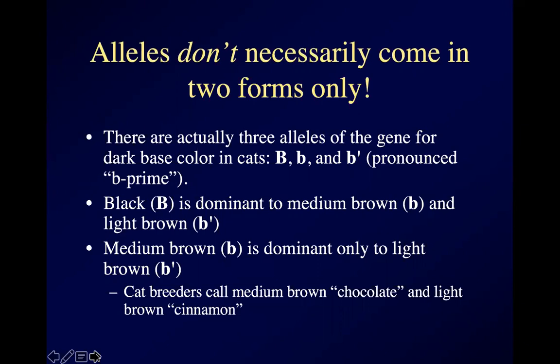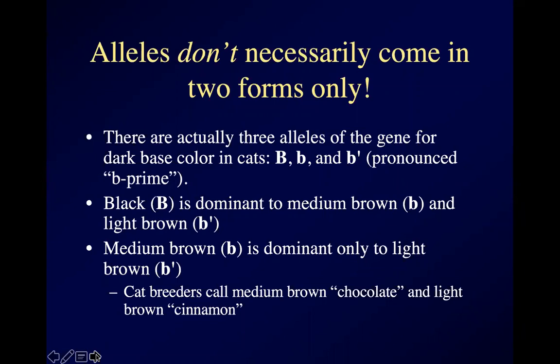And in this case, it turns out black is dominant to medium brown. So big B is the allele for black color. And black is dominant to little b, that's the allele for medium brown. And black is also dominant to little b prime, that's the allele for light brown. And medium brown, little b, is dominant to light brown, little b prime.